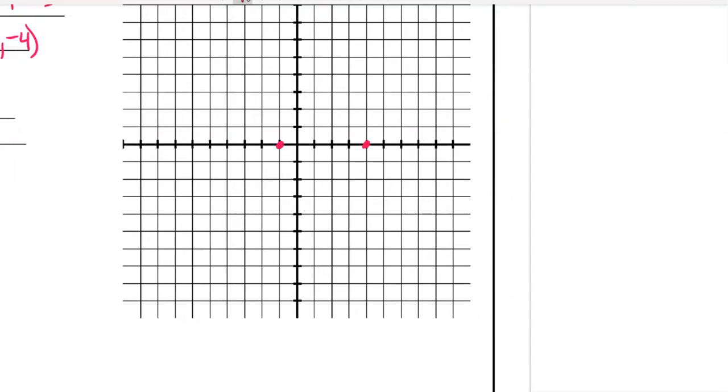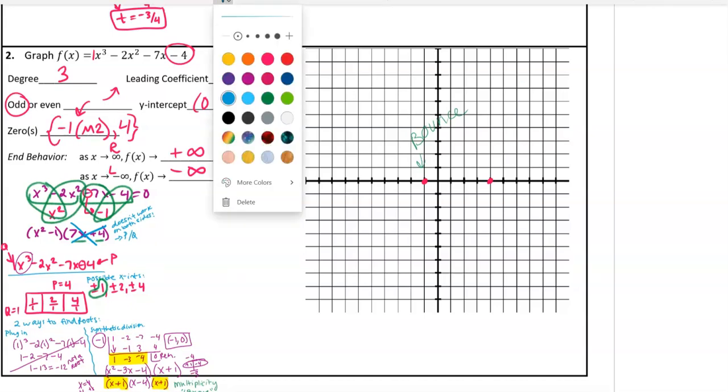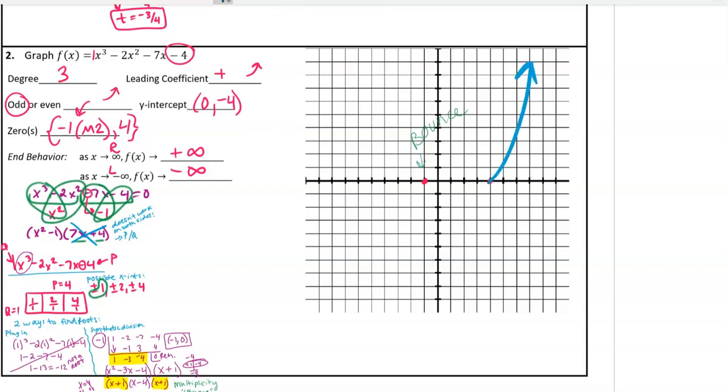4 and -1, where this is a bounce. Just making a note of it. Okay, we can go right into graphing. So we know that the right hand is going up, left hand is going down. This is a bounce. Oh, and we need the y-intercept too, right here, -4. There we go. So it's going to bounce off this point, come down, and come back up. So our graph should generally look like that.